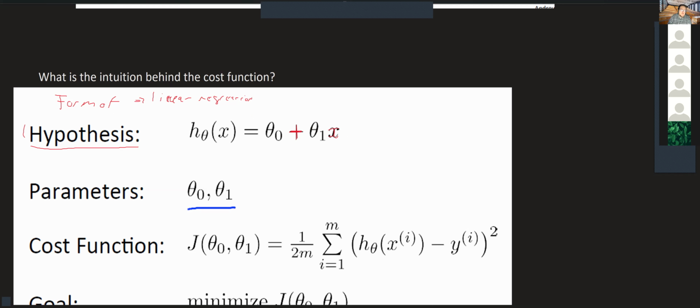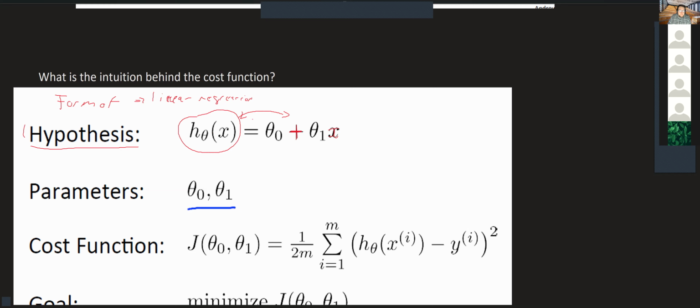All the components of the model are in a linear relationship with each other. So we have a linear relationship between our target variable and the feature variable. This is the idea of a linear regression, and this is the form of the hypothesis.